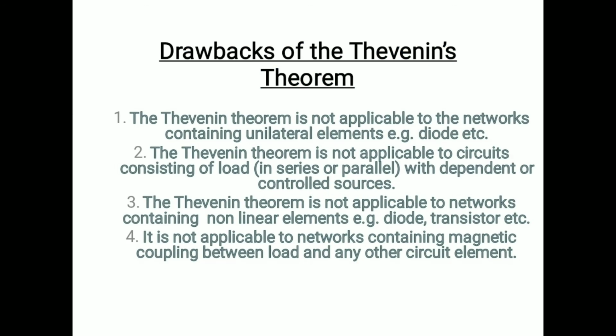Drawbacks of Thevenin's theorem. First, the Thevenin's theorem is not applicable to networks containing unilateral elements, example diode, etc. Second, the Thevenin's theorem is not applicable to circuits consisting of load in series or parallel with dependent or controlled sources. Third, the Thevenin's theorem is not applicable to networks containing non-linear elements, example diode, transistor, etc. Fourth, it is not applicable to networks containing magnetic coupling between load and any other circuit element.